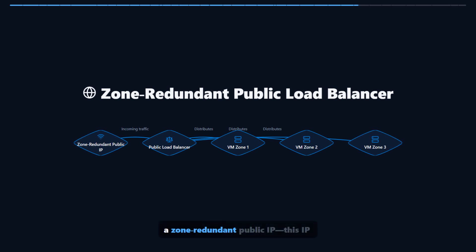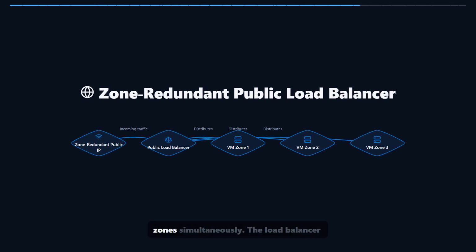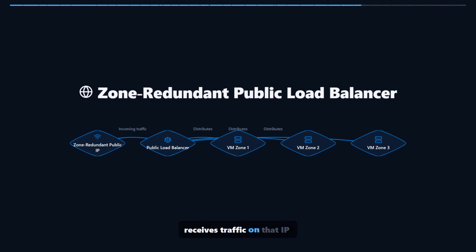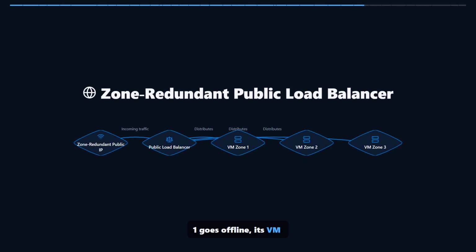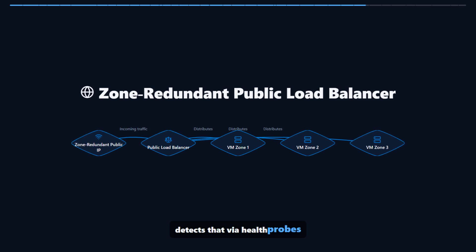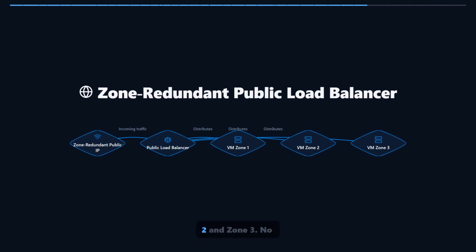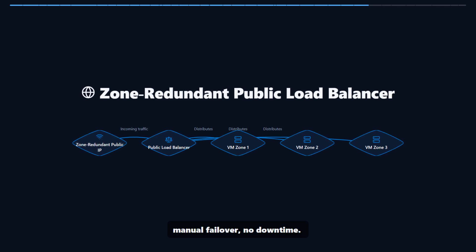You start with a zone-redundant public IP. This IP is hosted in all 3 zones simultaneously. The load balancer receives traffic on that IP and distributes it to your backend VMs, each deployed in a different zone. If Zone 1 goes offline, its VM stops responding. The load balancer detects that via health probes and automatically redirects all traffic to the VMs in Zone 2 and Zone 3. No manual failover, no downtime.